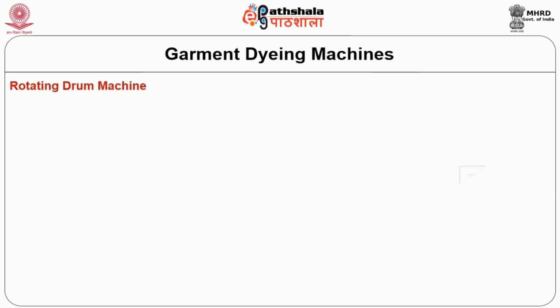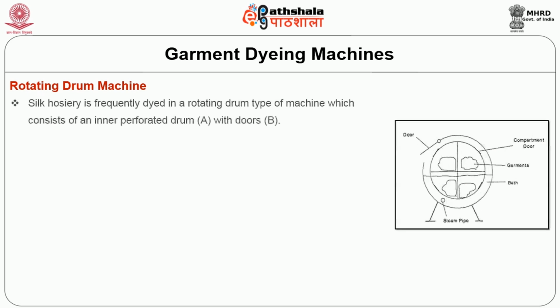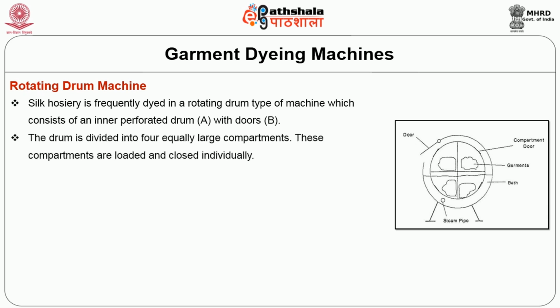Let's look into the garment dyeing machine. In that, the first is the rotating drum machine. Silk hosiery is frequently dyed in a rotating drum type of machine, which consists of an inner perforated drum A with doors B. The drum is divided into 4 equally large compartments. These compartments are loaded and closed individually.